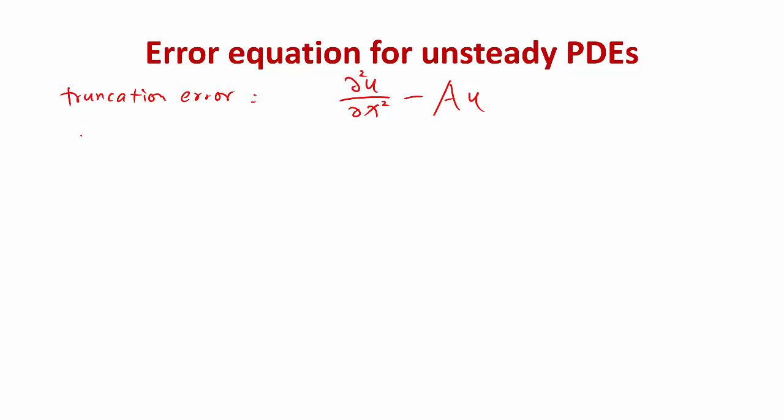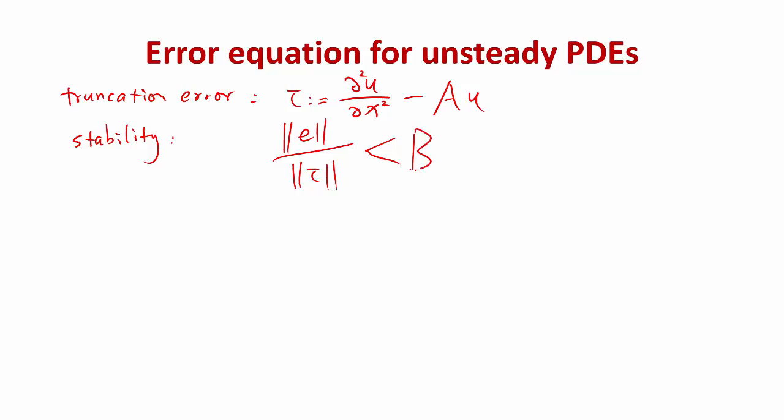We also have the concept of stability. Okay, let's define this as tau. The stability means the ratio between the norm of the error and the norm of the truncation error is bounded. It's bounded by some bound that's independent of grid size.